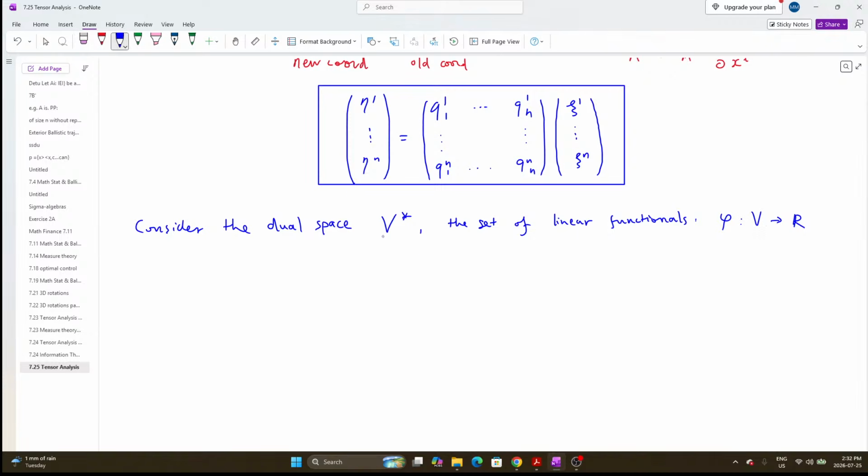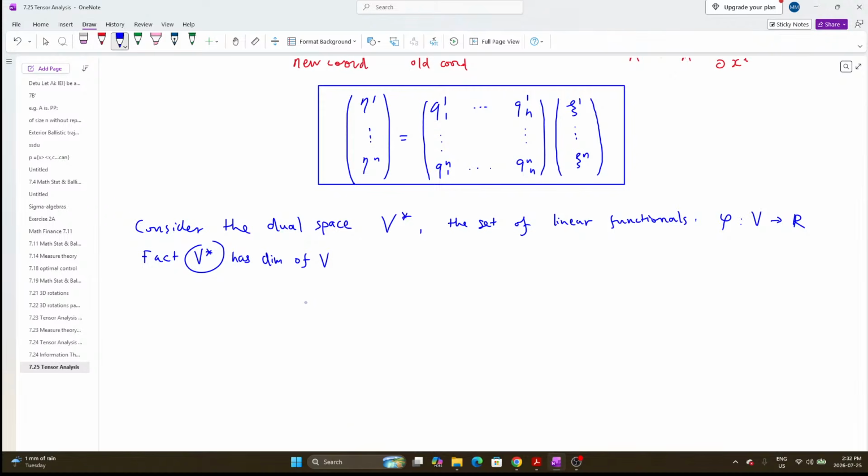So V star is a vector space, and you can do all the usual linear algebra there. And it's a fact that V star also has dimension n. I'm not going to prove this, but that's not the focus here. It has the same dimension as V. So that's why V star and V are isomorphic.